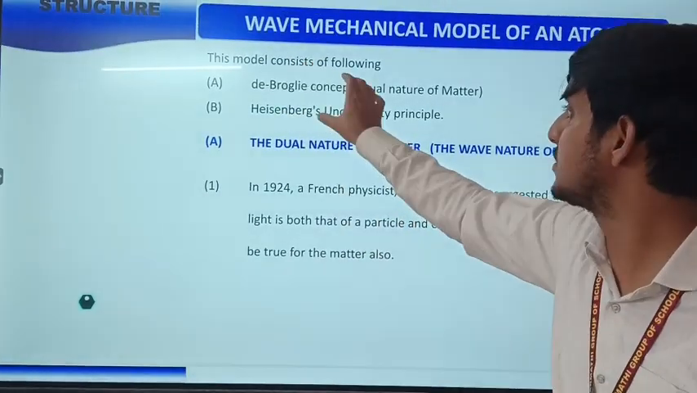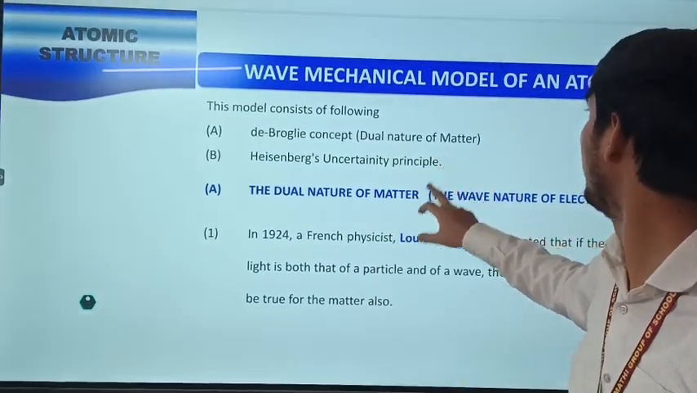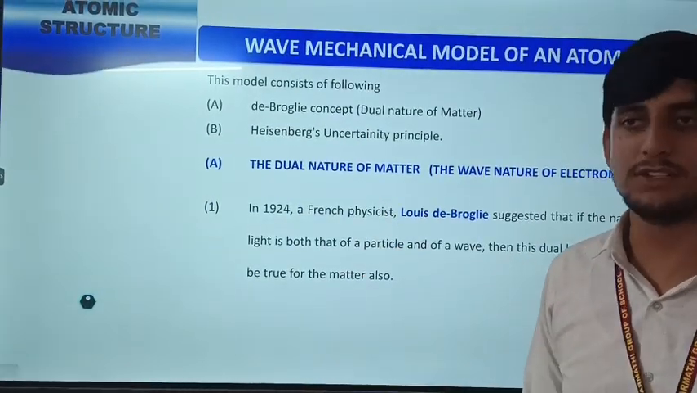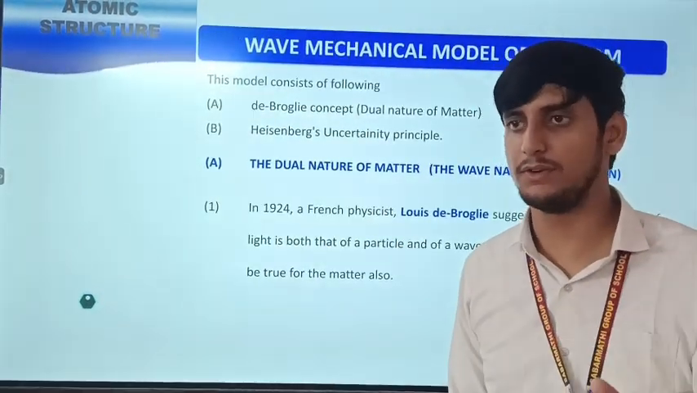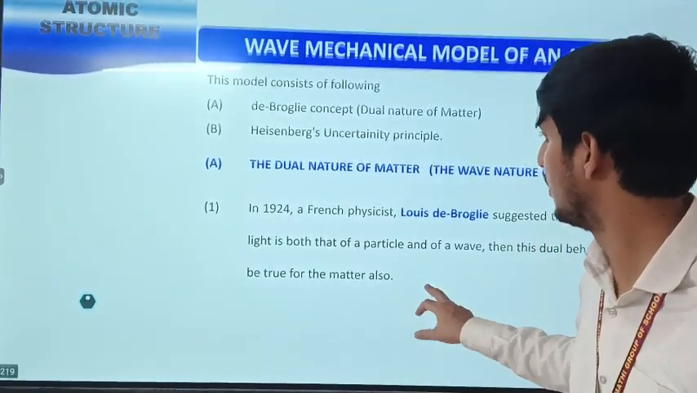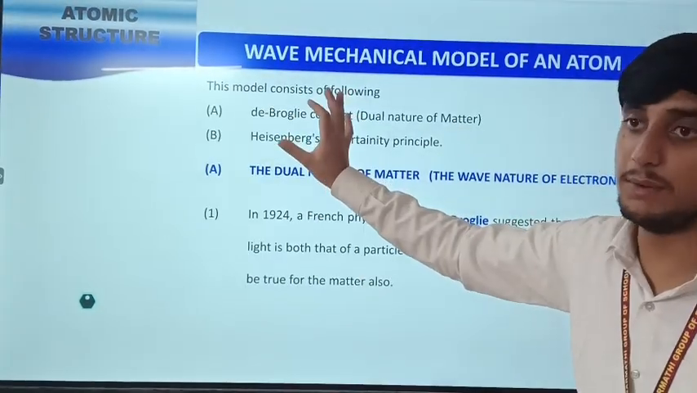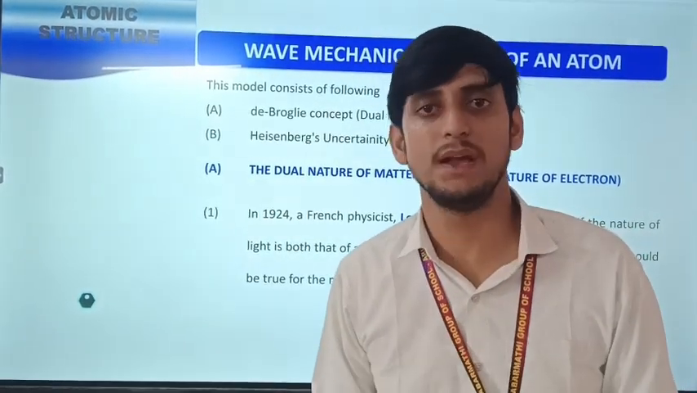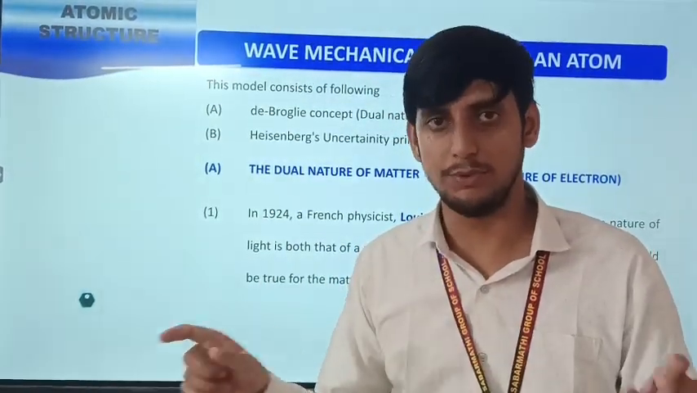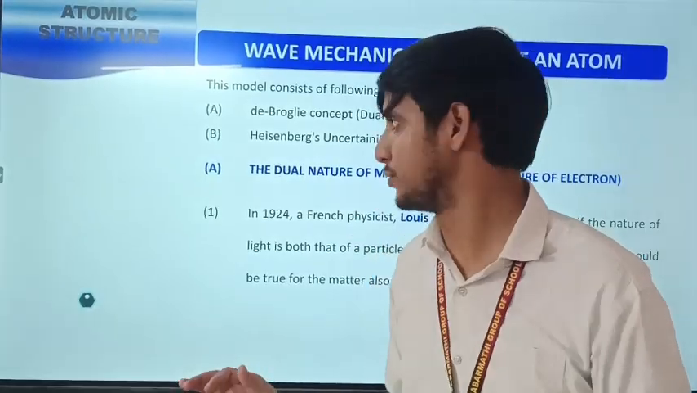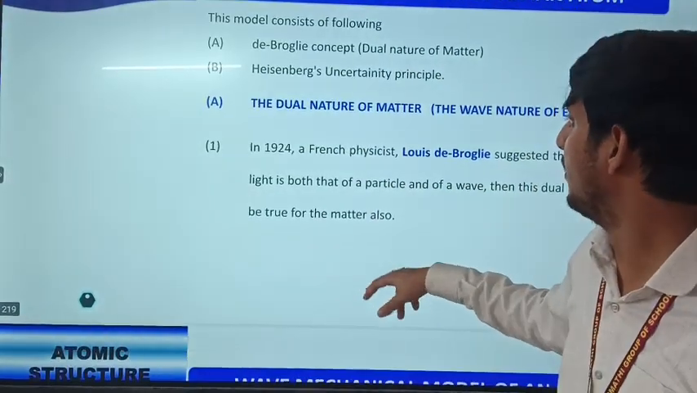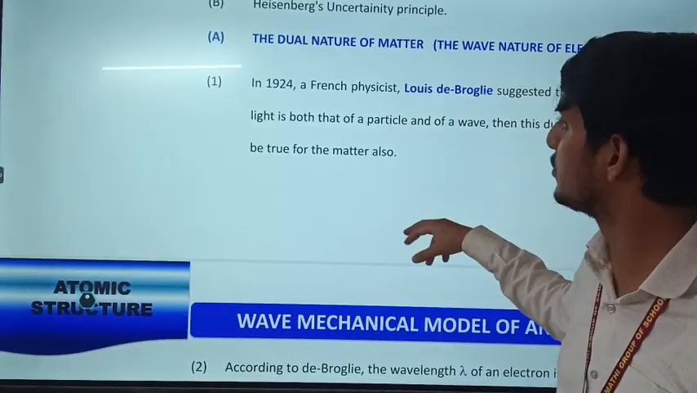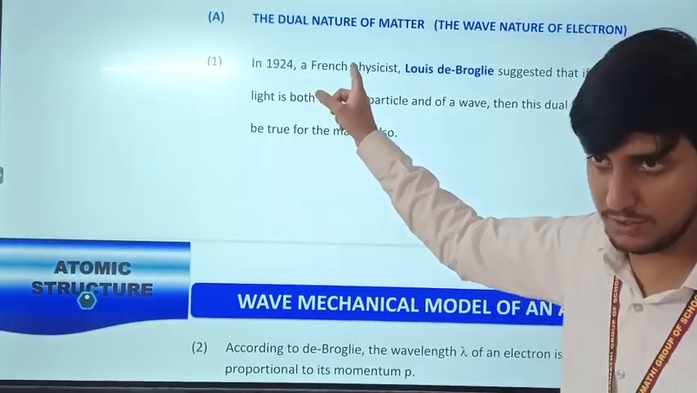Now the wave mechanical model of atoms. Now come to the wave nature of electrons, the wave mechanical model of electrons. The De Broglie concept. First time, De Broglie explained the dual nature of matter, wave nature and particle nature. Dual nature of matter means wave nature of electrons. First the wave nature of electrons was given by De Broglie.